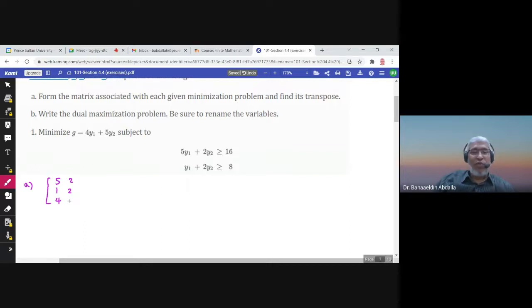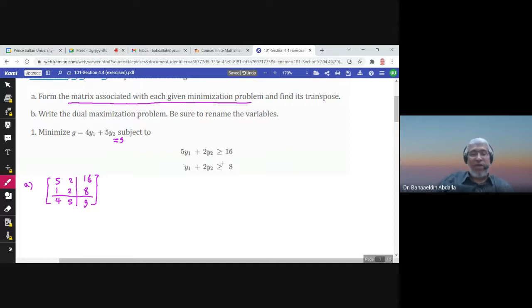Then 2, 2, and 5. Then the right-hand side, which is 16 in the first constraint, 8 in the second, and G is the right-hand side. We can write it equal to G instead of G equals. So G would be the right-hand side in the objective problem. And so this is the answer to form the matrix. This is the matrix associated with the given minimization problem.